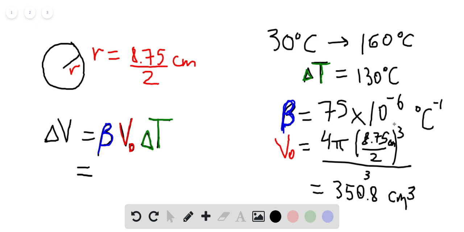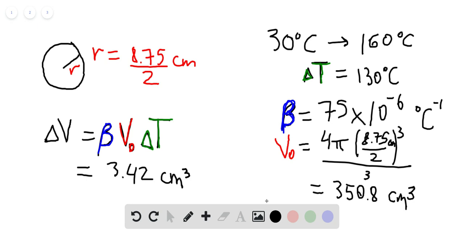So I don't have to rewrite it here, but we will be using 75 times 10 to the minus 6, the beta, times V0, which is 350.8 centimeters cubed, times temperature change of 130 degrees Celsius. And the result of that is 3.42 centimeters cubed.